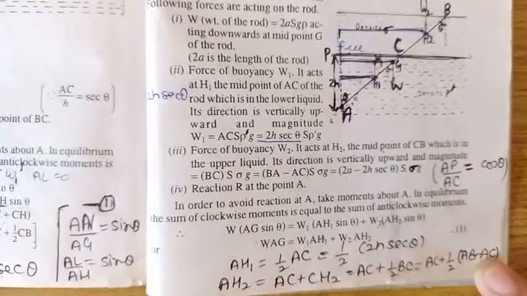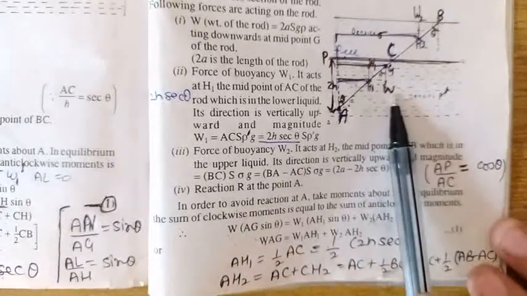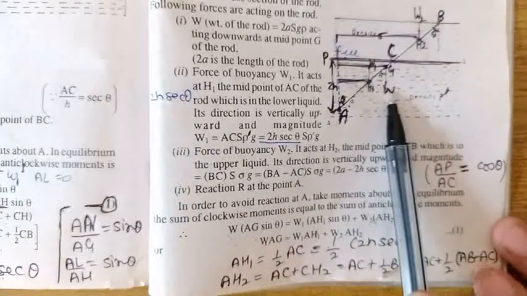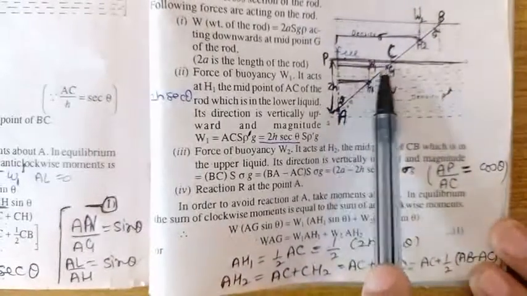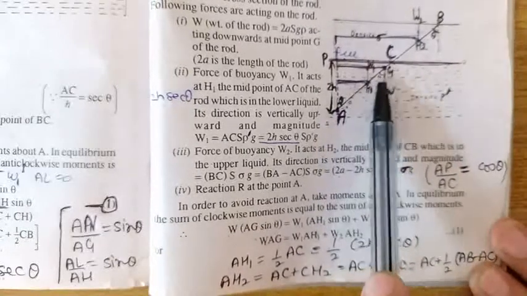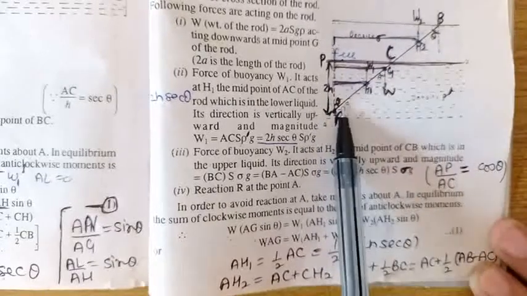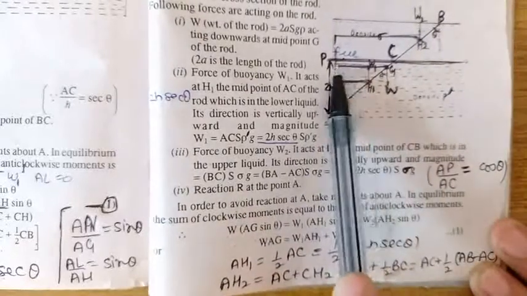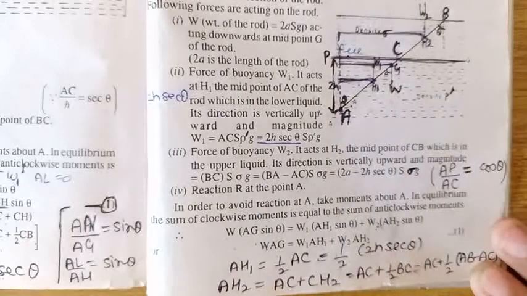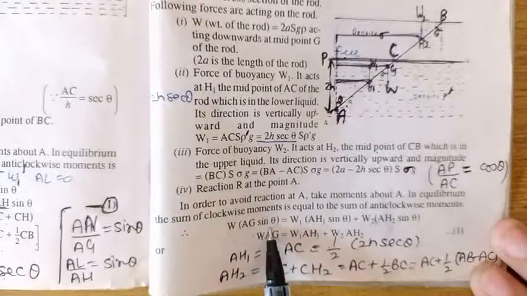In condition of equilibrium, the sum of clockwise moments is equal to the sum of anti-clockwise moments. So the moment of W is given by W into the perpendicular distance of the line of action of W from the point A, means this distance. Now to find this distance, you can use this right angle triangle. In this right angle triangle, this is perpendicular, this is hypotenuse. So perpendicular upon hypotenuse will be sine theta. So this distance will become AG sine theta. So the moment of W becomes W into AG sine theta.